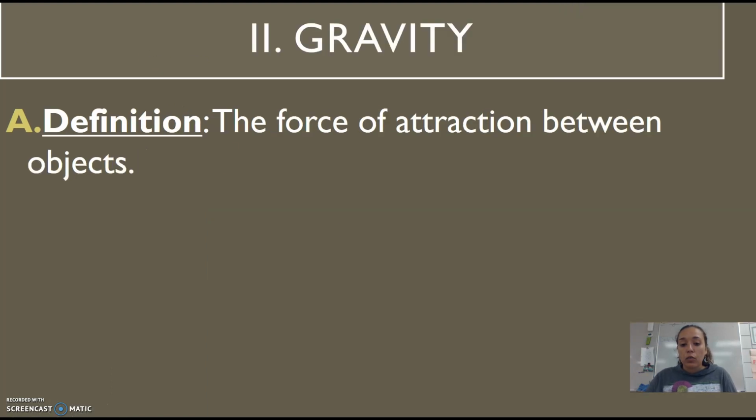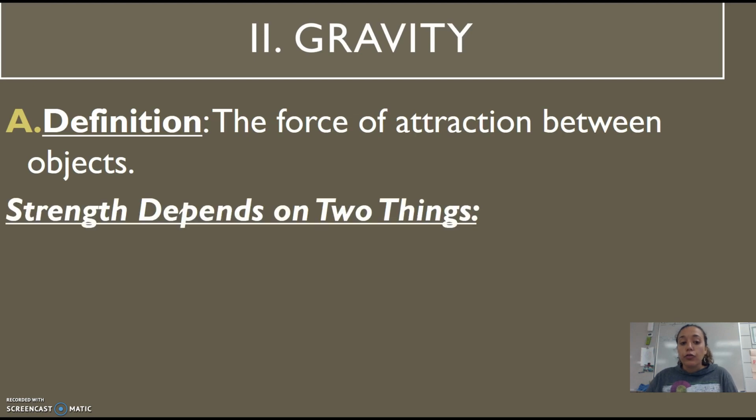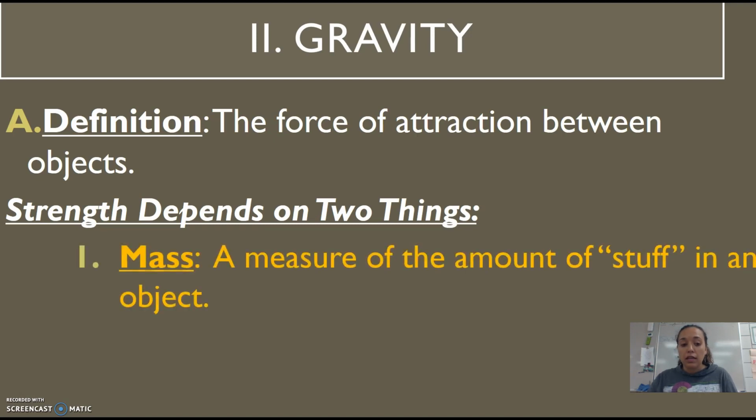The next thing I'm going to go into is gravity. Gravity is the force of attraction between objects. So all objects have some sort of force of attraction. There's two things that are going to dictate how much strength will depend upon the gravity. So gravity is going to depend on two things. Those two things, first one is going to be mass. Mass is how much stuff is in an object.